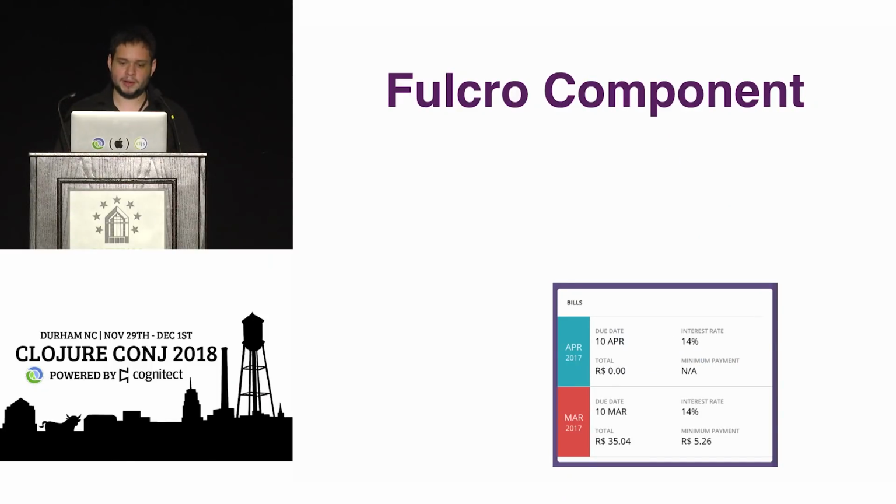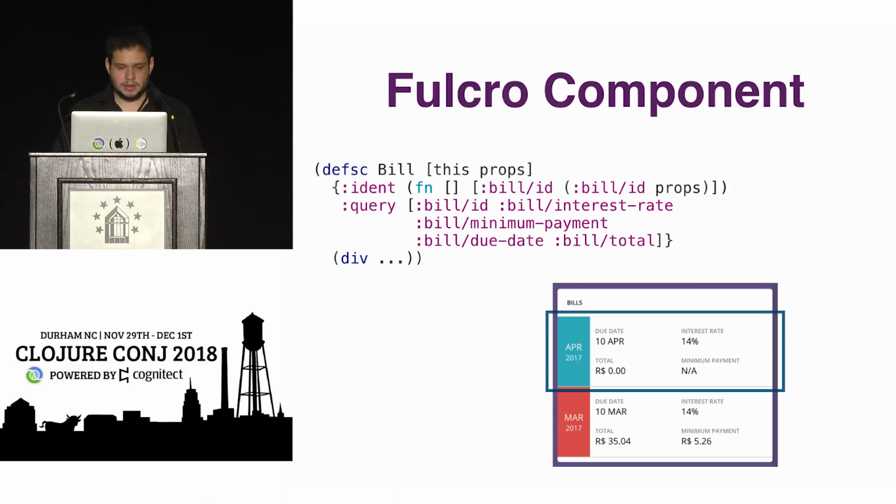So let's take a look at what a Fulcro component looks like. Today, we're going to look at just one item of a bill, like this. And this is what it looks like. You see there is a defsc that defines the component. We give the name, which will be the component class name. And it receives this and props.